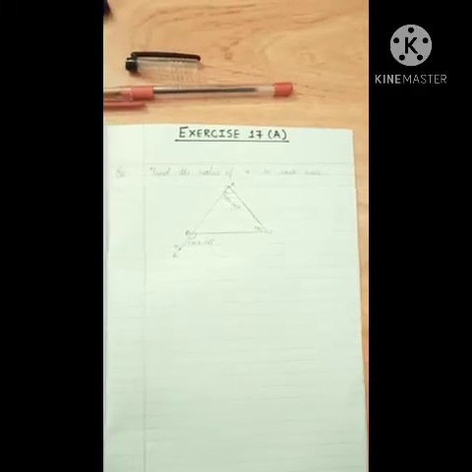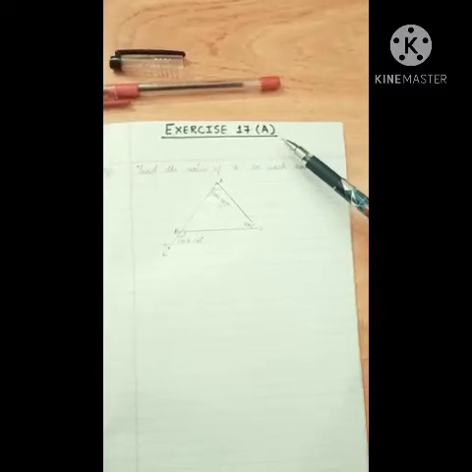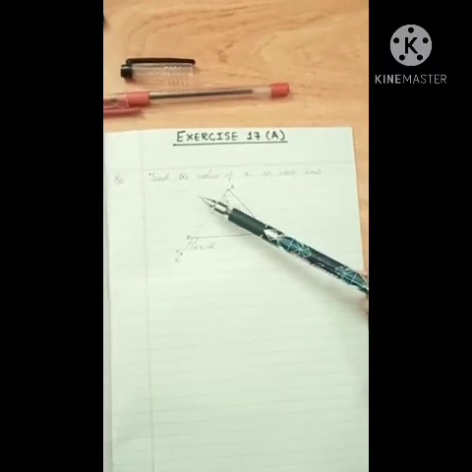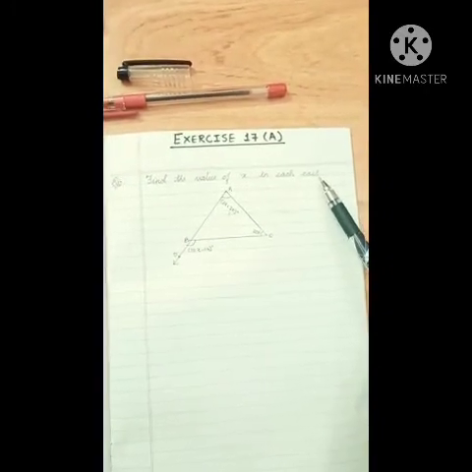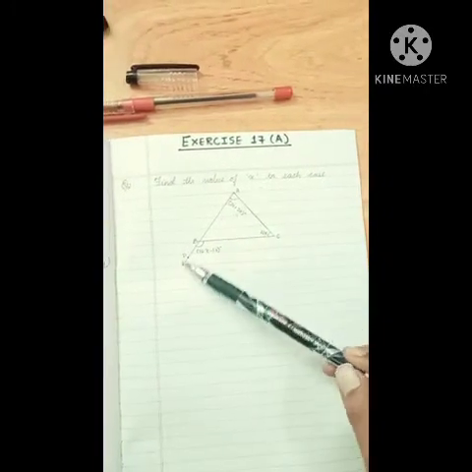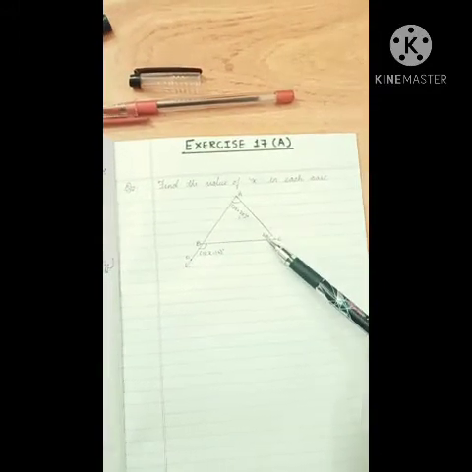Today I am going to continue the same exercise, that is exercise 17a. This is question number 12. Find the value of x in each case. Now see this figure very carefully. This is the exterior angle and these are the opposite angles.